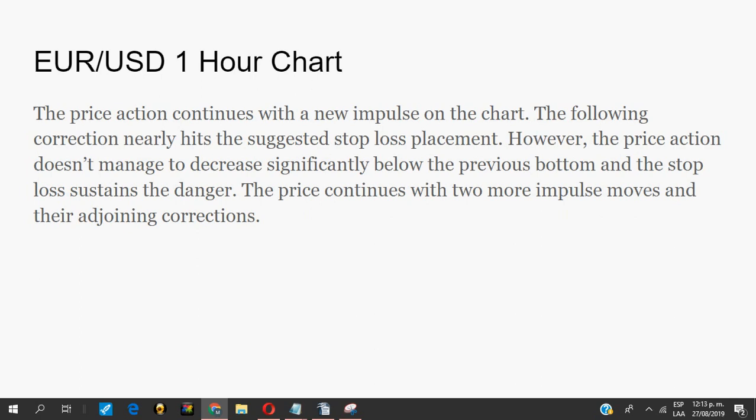The price action continues with a new impulse on the chart. The following correction nearly hits the suggested stop loss placement. However, the price action doesn't manage to decrease significantly below the previous bottom, and the stop loss sustains the danger. The price continues with two more impulse moves and their adjoint corrections.